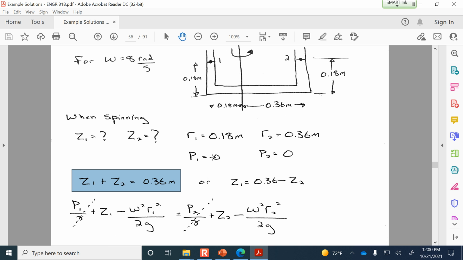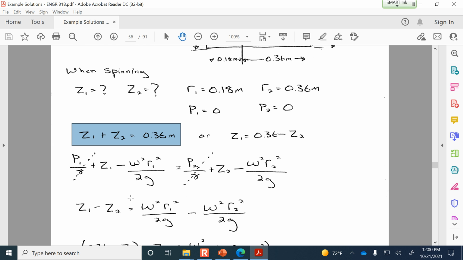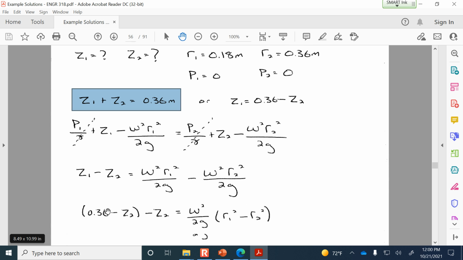All right, so if we know that the pressure at 1 is 0 and the pressure at 2 is 0, you can see that I've canceled out the pressure head terms from that rotational equation. And what remains on the left-hand side is the difference in elevations. And for Z1, I'm substituting in 0.36 minus Z2.